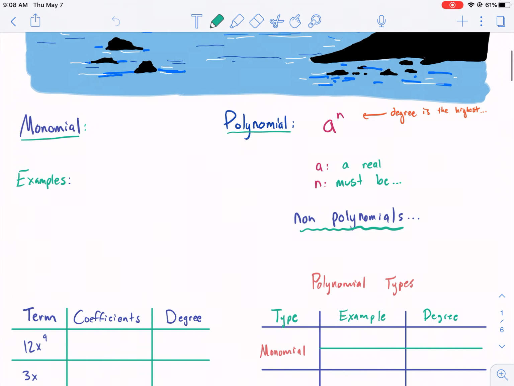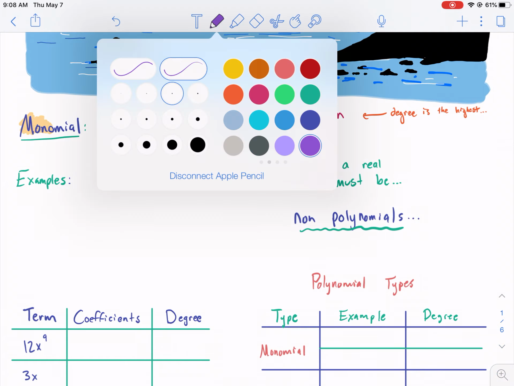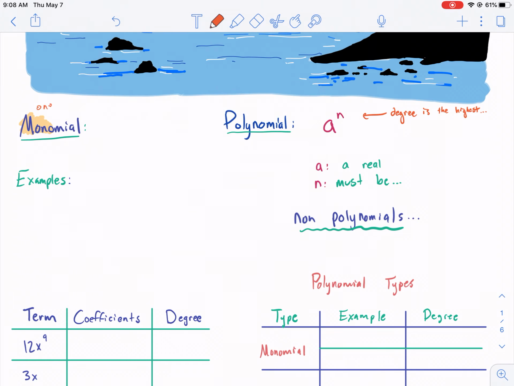So the first thing we should do before we get into polynomials is talk about a monomial. If you see the base of the word, it says mono. Mono is a prefix that means one. So let me write that, one. If we're talking about a monomial, we're talking about a polynomial with only one term.